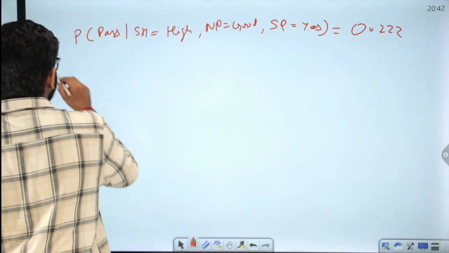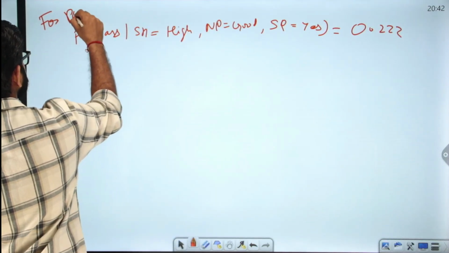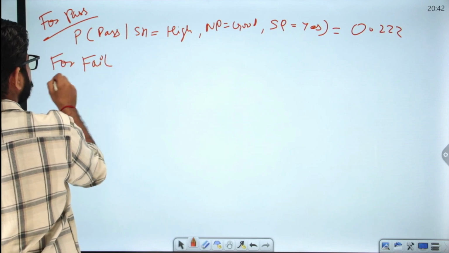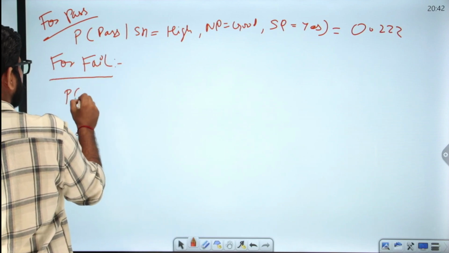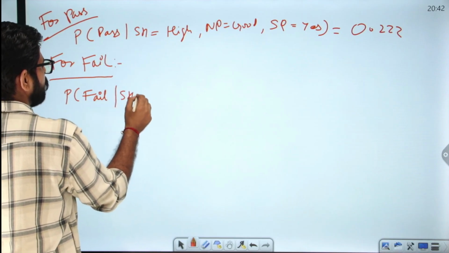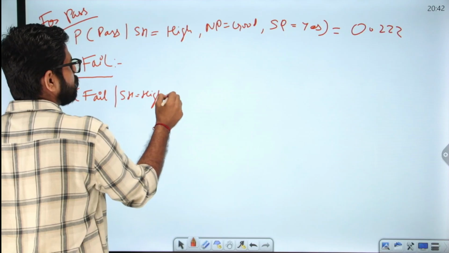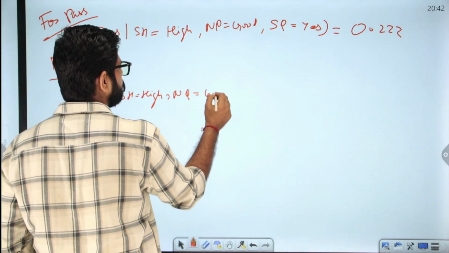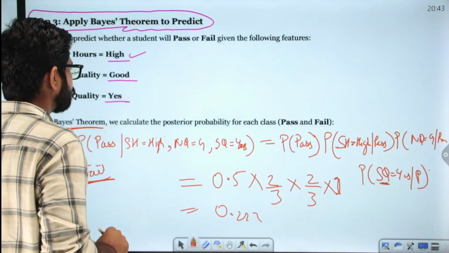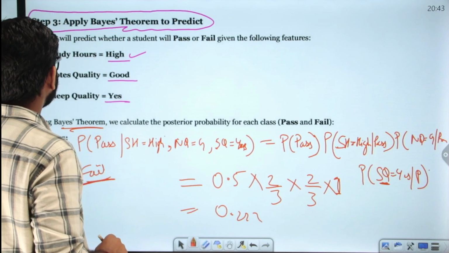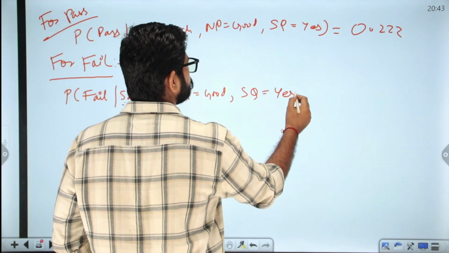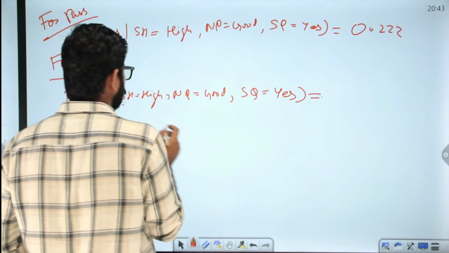0.222. Now you need to find out the probability for pass, and for fail, you need to find out the probability for fail. Similarly, the same work you did above, you have to do again here. Where the sleep quality is high, notes quality is good, and this is, I think, not the sleep quality. The first is your study hours. Okay, so the sleep quality is yes. Now you need to find out the probability for getting the fail.